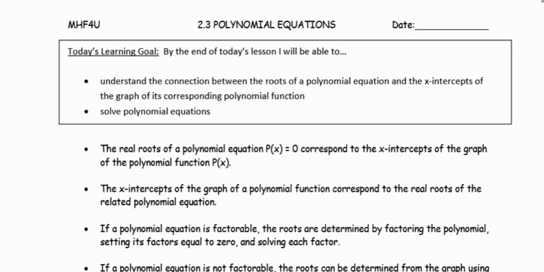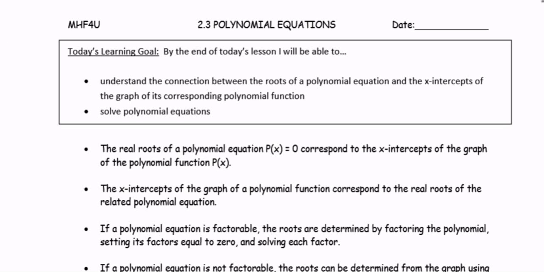Okay, we're going to cover 2.3 polynomial equations today. If you understood 2.2b, the factor theorem, then really this lesson is not that difficult, because all we're doing now is solving polynomial equations. And if we can factor polynomial equations, then we can easily solve them, because remember, solving means find the zeros. And if you have something in factored form, it's super easy to find the zeros, right?